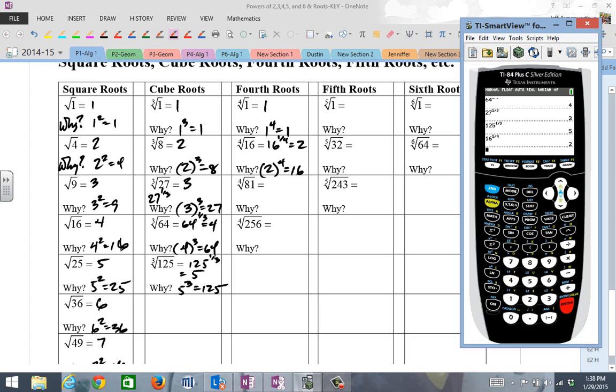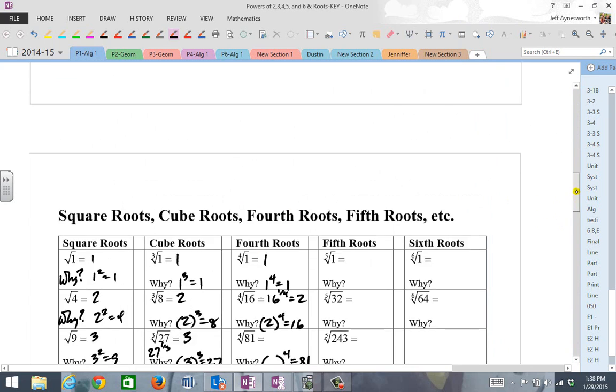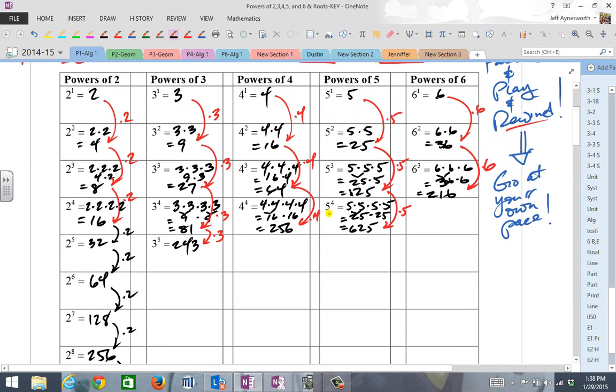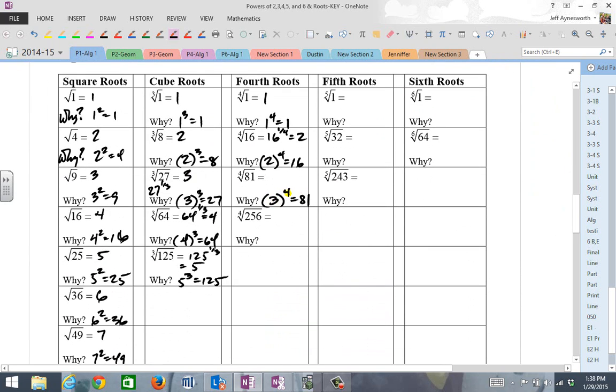But you got to be thinking like this. The fourth root of 81 is a number such that if you take it to the 4th power, you get 81. What would that be? What number raised to the fourth power gives you 81? Well, here the fourth power is right through here, right? 3 to the fourth gives you 81, so the fourth root of 81 gives you 3. So since 3 to the fourth equals 81, the answer has to be 3.